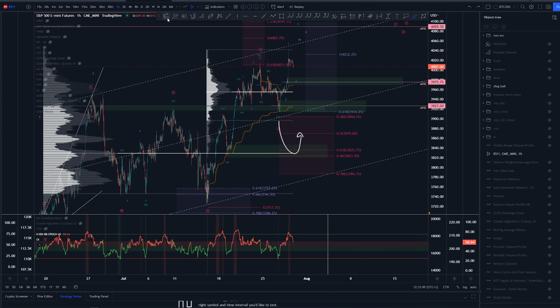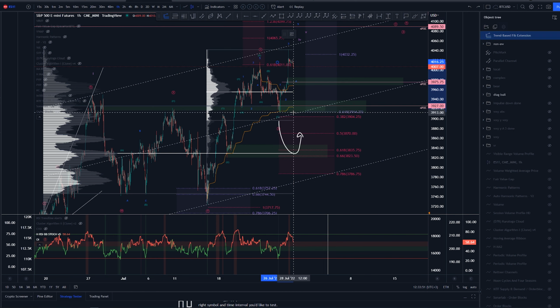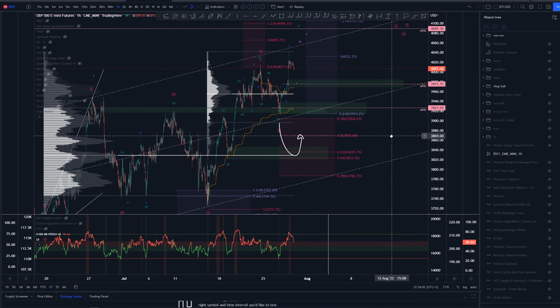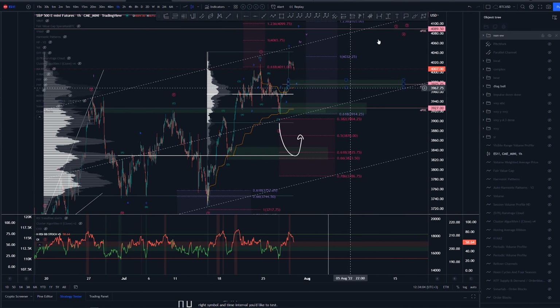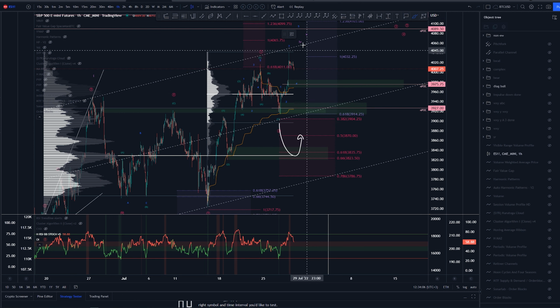However, it is quite a stretch for that to happen. Let's measure that out, and yeah, it's going to be more than 1.618, which makes it a bit less likely, around the 2.1-ish extension here for that expanded flat, if that is going to be playing out. But again, that would be a bit more bearish overall.